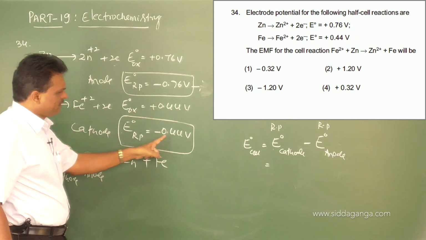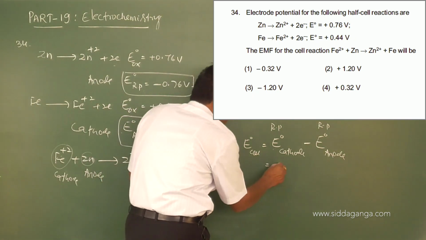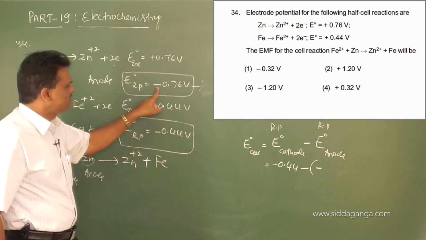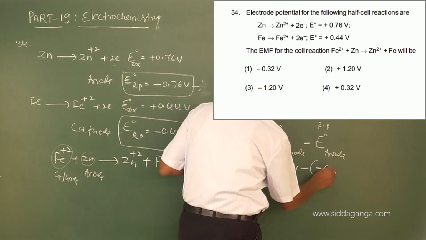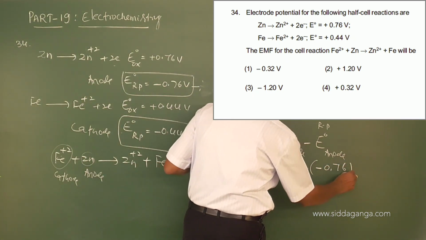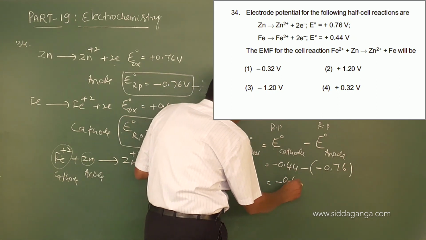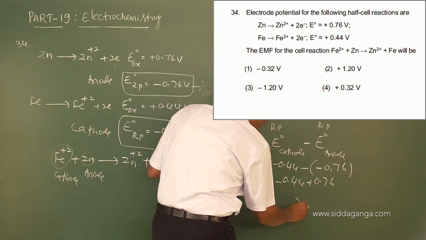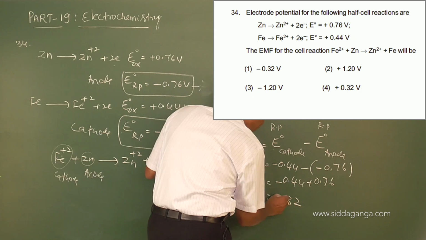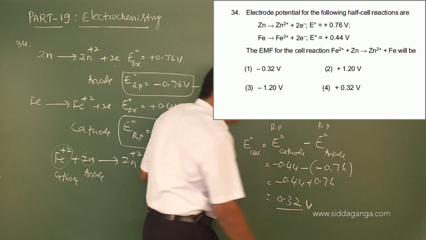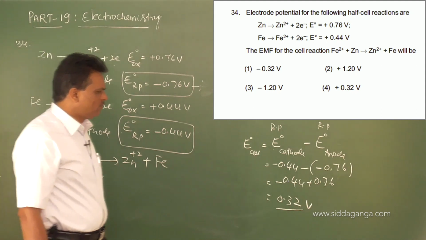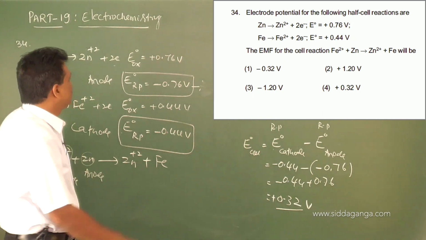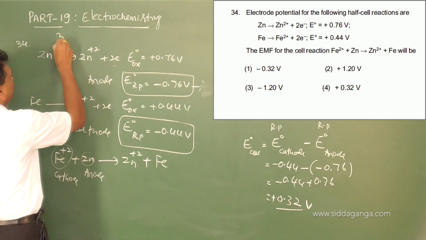Cathode is minus 0.44 volts. Minus of minus anode. It is equal to minus 0.44 plus 0.76. 6 minus 4 means 2, 7 minus 4 means 3. So 0.32 volts is your answer. So the fourth option is the right option for question number 34.